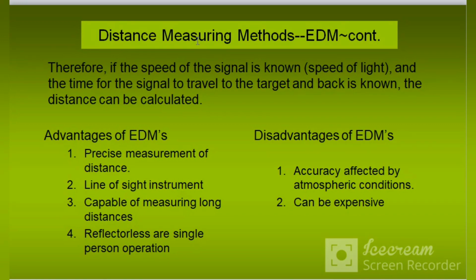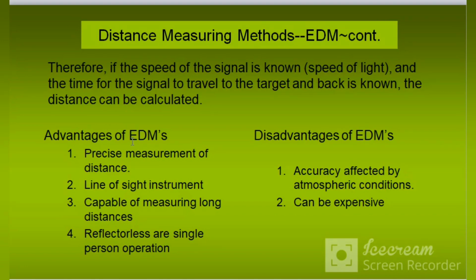Distance measuring methods, EDM continued. Therefore, if the speed of the signal, the speed of light, and the time for the signal to travel to the target and back are known, the distance can be calculated.